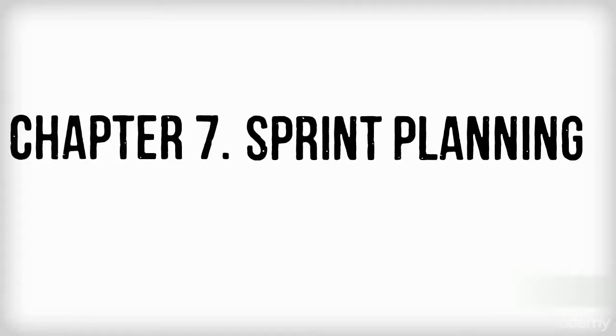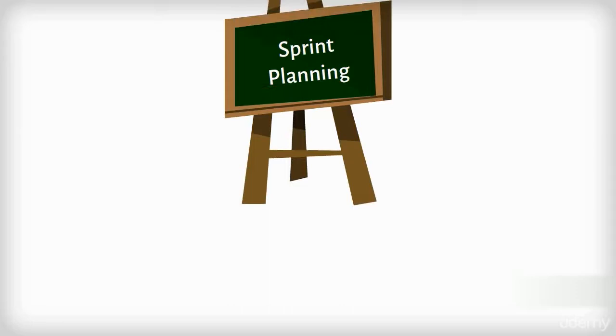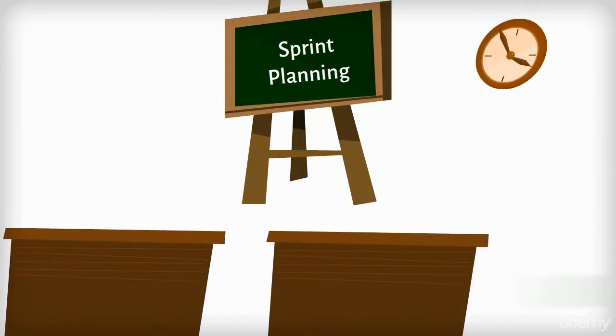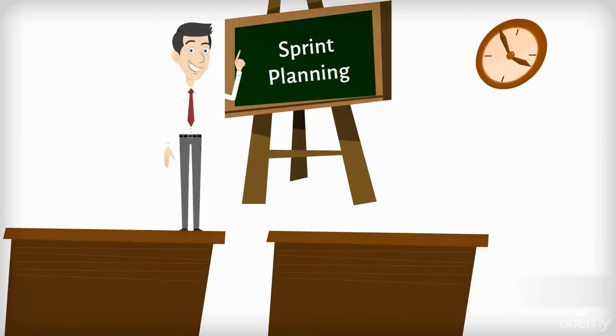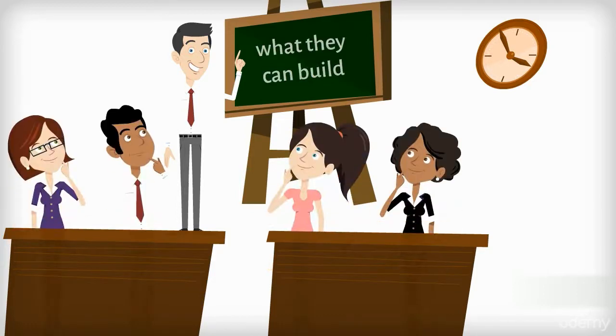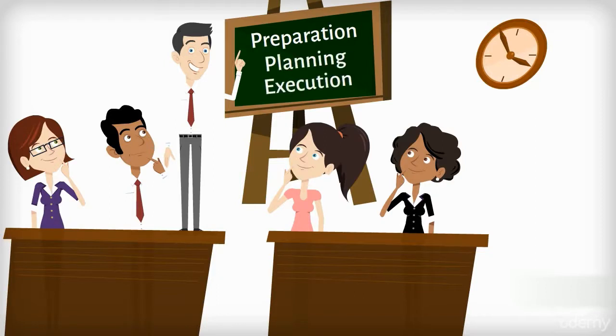Chapter 7, Sprint Planning. The sprint planning meeting is a time-boxed meeting in which the product owner explains the features he or she would like built in the sprint, and the team decides what they can build, how to build it, and what they can commit to. This chapter will give insight into the preparation, planning, and execution of a sprint planning meeting.